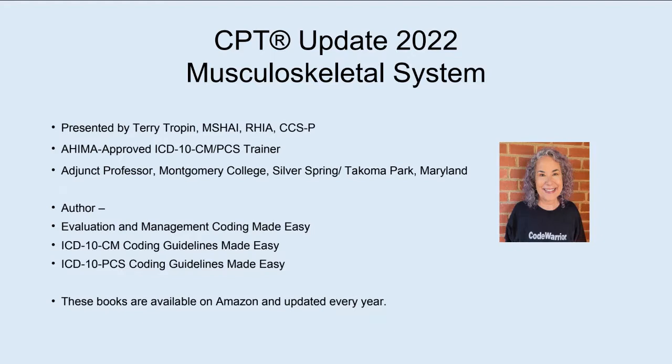So here are the books. I have E&M Coding Made Easy, ICD-10 CM Coding Made Easy, and ICD-10 PCS Coding Made Easy. These books are available on Amazon and updated every year. Actually, for the CM and the PCS books, there's already a 2022 version available.